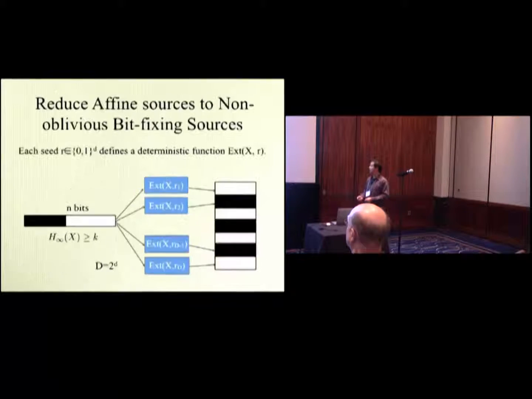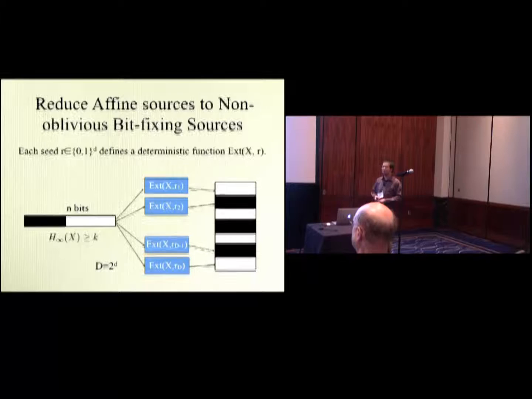Okay, so now I'm going to talk about how to reduce an affine source to a non-oblivious bit fixing source. Of course, the reduction for two independent sources has already appeared in, for example, the work of Chattopadhyay and Zuckerman. So we're going to take a seeded extractor we have seen before, and take every possible seed. For each possible seed, we have this function, and we apply this function to the original source. Each function gives an output, and then we just arrange them on the right-hand side like this matrix.